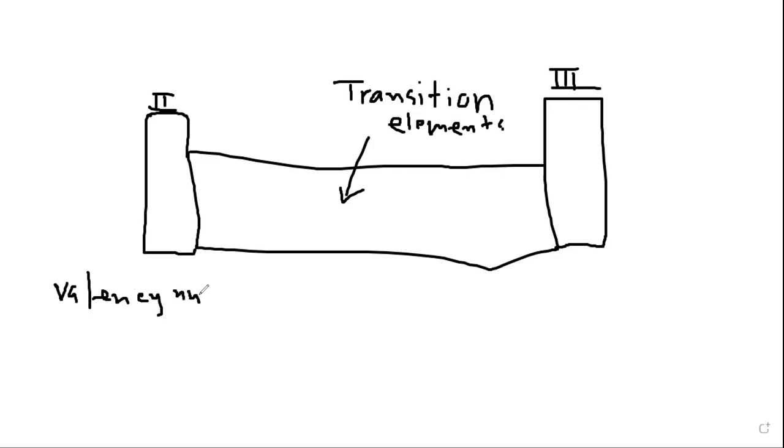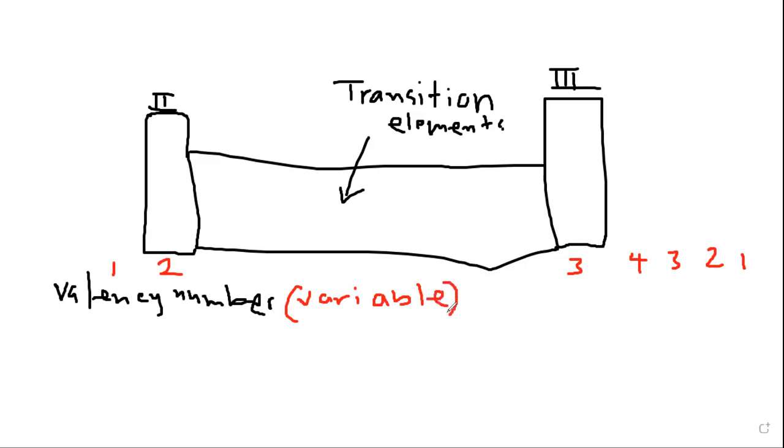They do not have a fixed valence number. So when we check for the other elements on the periodic table, they have a fixed valence number. For group 2, we said this is 2. For group 3, we said it's 3. Group 4, it's 4. Group 5, it's 3. Then 2. Then 1. Then you have group 1, 1. But for these, they do not have a fixed valency number. They have what we call variable valence numbers. Their valence numbers are not fixed. They keep on changing. Now, that is a story for another day.